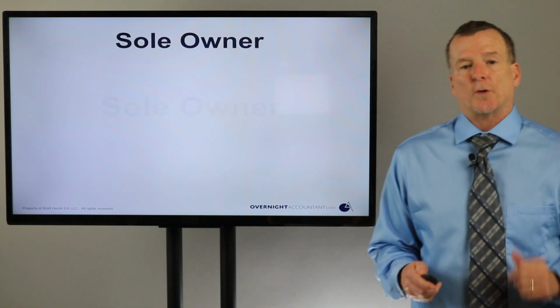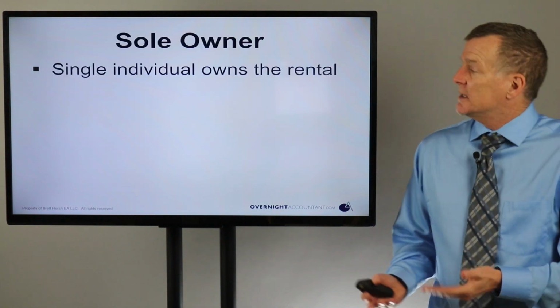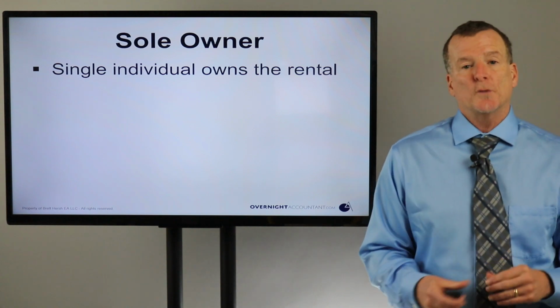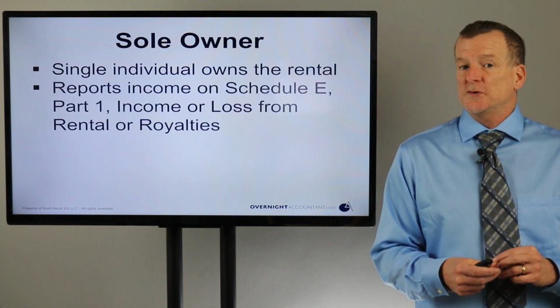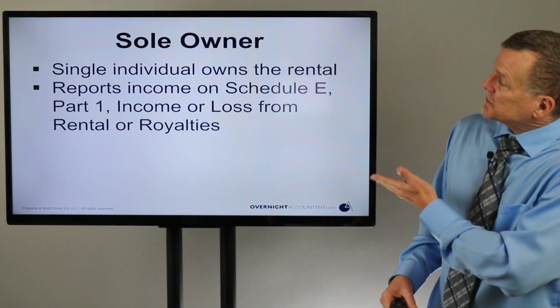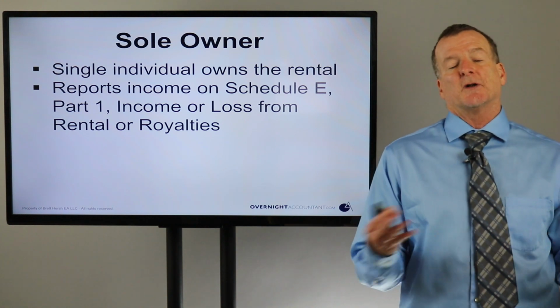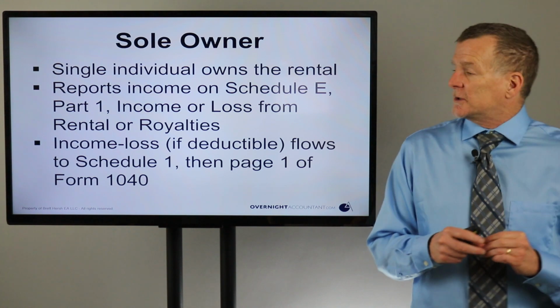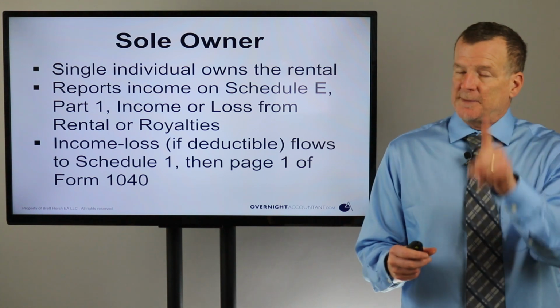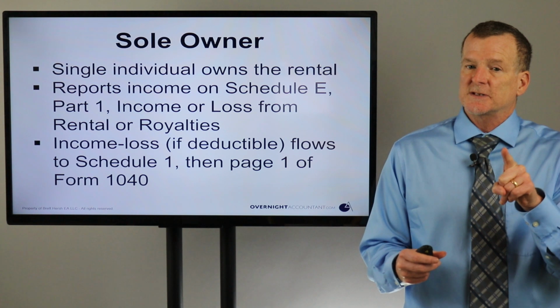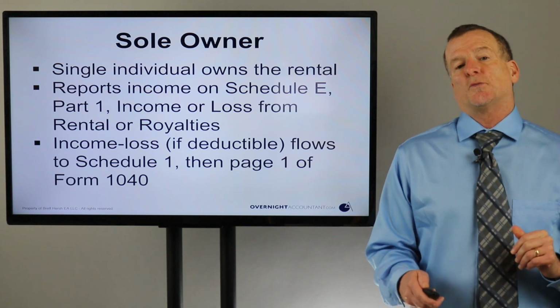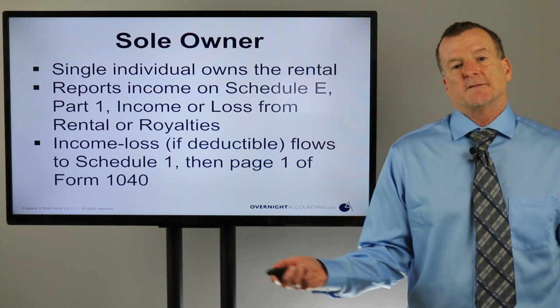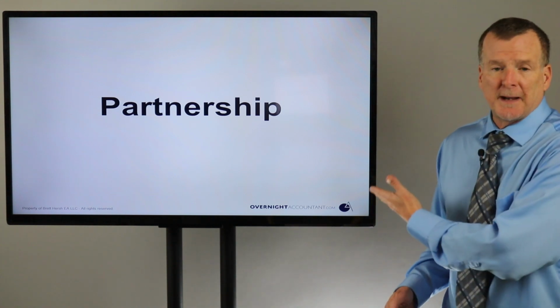So let's go over what a sole owner is. Basically, as it says, you're a single individual who owns the rental. What you do then is report your income or loss on Schedule E, income or loss from rental real estate or royalties. Now, the income or loss, if deductible, and that's a very big thing, because there are very serious limits on that, flows through to Schedule 1 and then page 1 of your Form 1040.